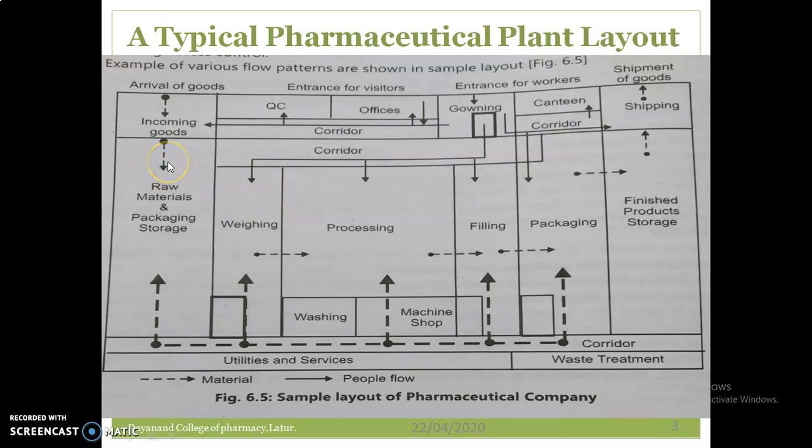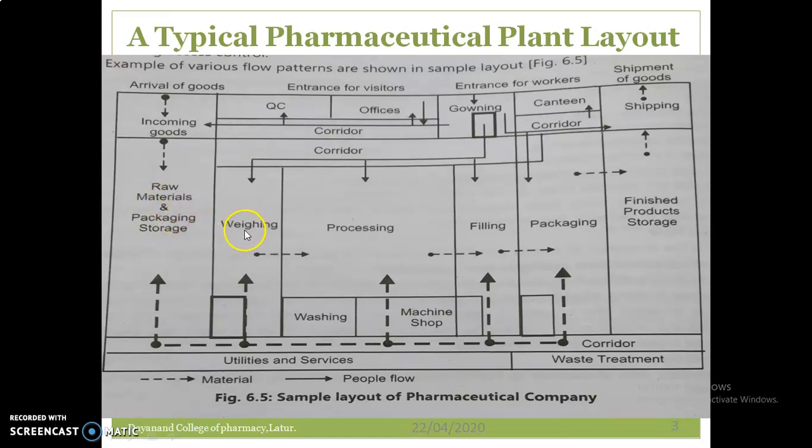The storage area. Separate and segregated areas should be assigned for different materials such as starting materials, packaging materials, intermediates, bulk and finished products, quarantine, release, rejected, return and recall products and materials.